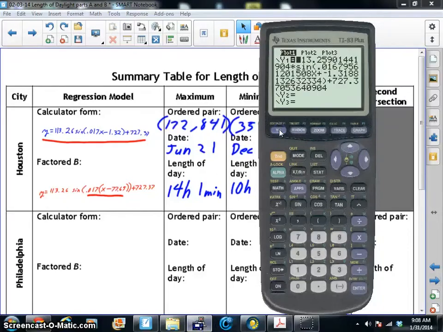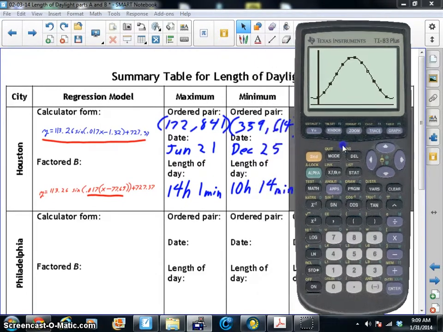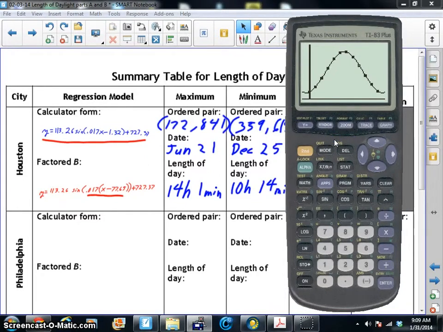I'll go back to y equals. Everything's already in there. Although I could have just went ahead and put in the factored B form into the y1 and put it in manually, but you know, this is a little bit faster. So I hit graph. There it is. Alright. Now as you can see, the peak is our maximum. So I'm going to go ahead and find out the coordinates for my maximum. Let's see. So I'm going to go ahead, number one, I'm going to start by hitting second trace. And this will bring up this menu, and I want maximum.